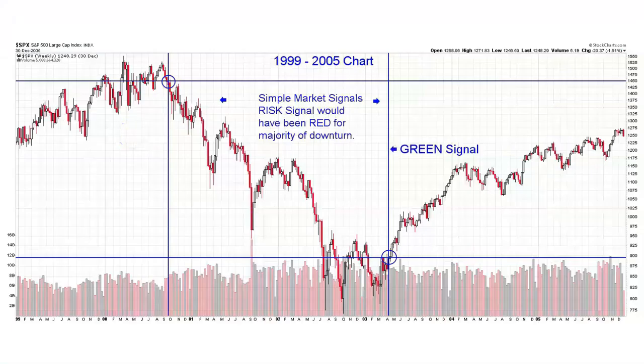Now let's go back and take a look at how simple market signals could have helped you in the bear market that started in 2000 and ended in '03. And then next we'll look at the bear market that started in 2007 and ended in '09. So in 2000, you can see that the risk signal, the market mode signal, would have turned red right here at approximately 1450 on the S&P 500. It would have been red through the majority of this downturn, and then turned green right here, just under 900 on the S&P 500.